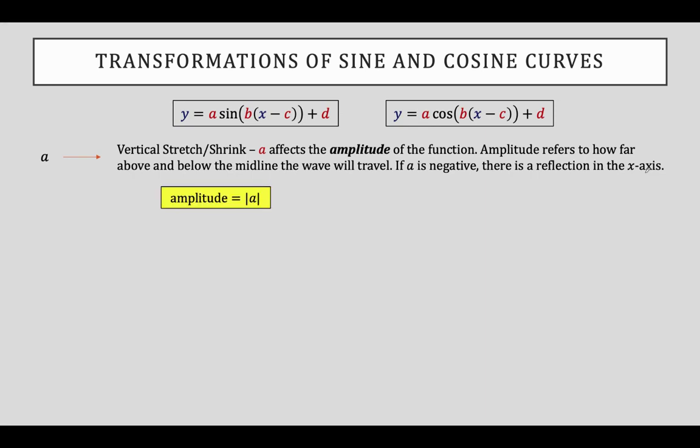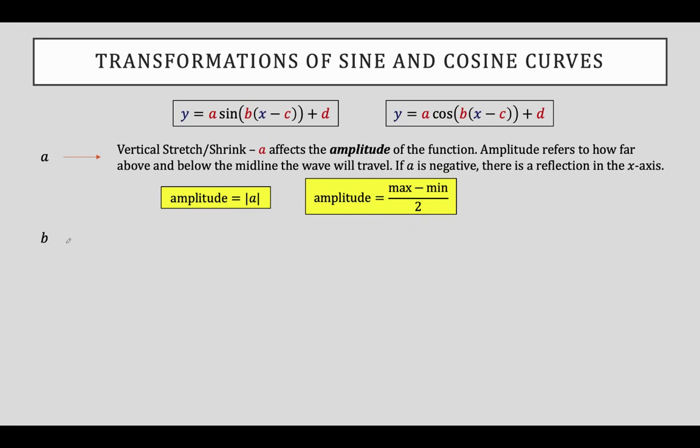To find the amplitude of the function, and this is how I will phrase the question, determine the amplitude, we need to take the absolute value of a. Again, that tells us how far above and below the midline our wave is going to travel. If we are given a graph and we can see where the maximum and minimum values occur, we can find amplitude by taking the maximum value, subtracting the minimum value, and dividing it by 2.